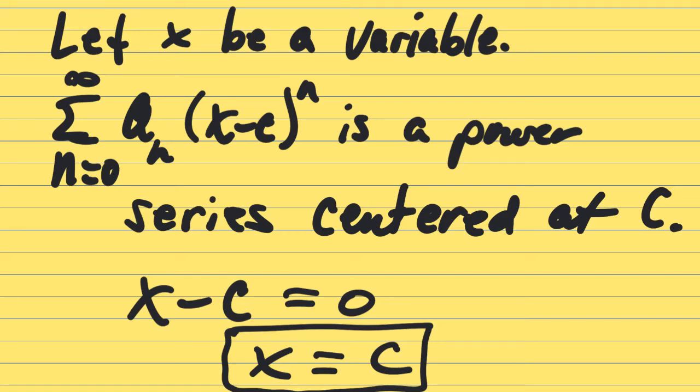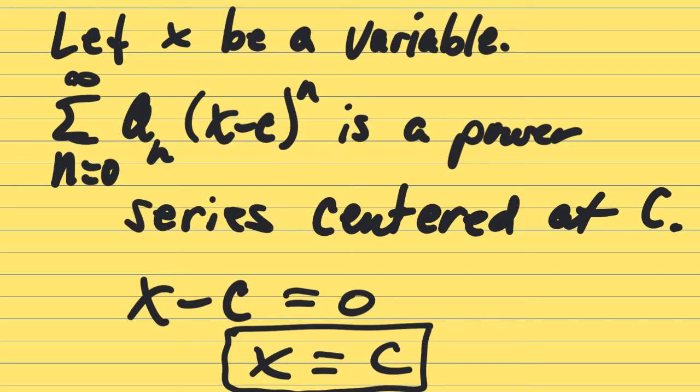In this video, we're going to look at finding the center, interval of convergence, and radius of convergence for power series. We're going to let x be a variable, and so the sum from 0 to infinity of a sub n times (x minus c) to the n power is a representative of a power series centered at c. Sometimes you'll only have an x to the n, and if that's the case, then your center is at 0.